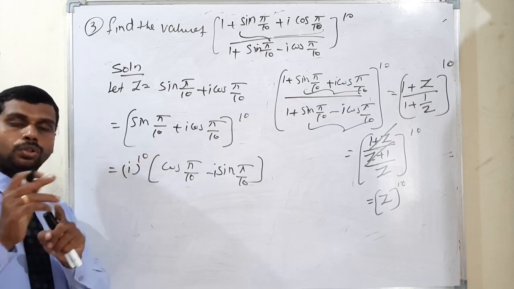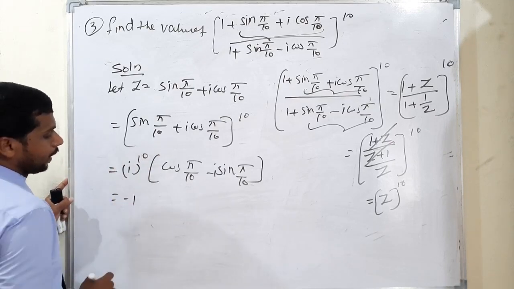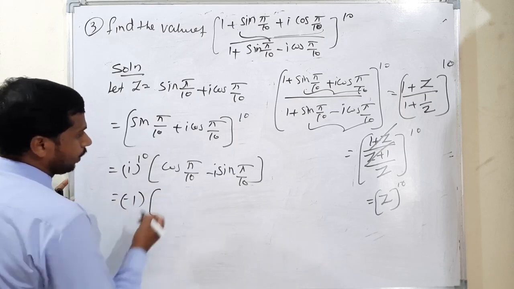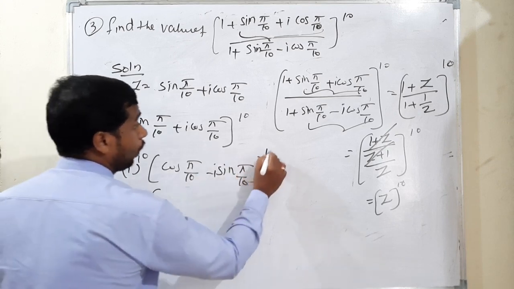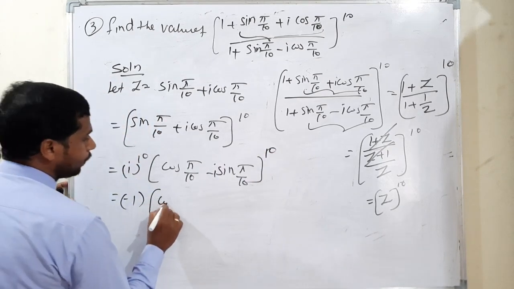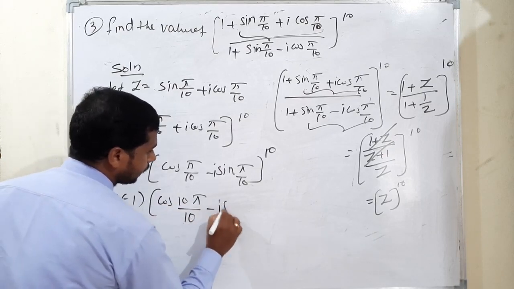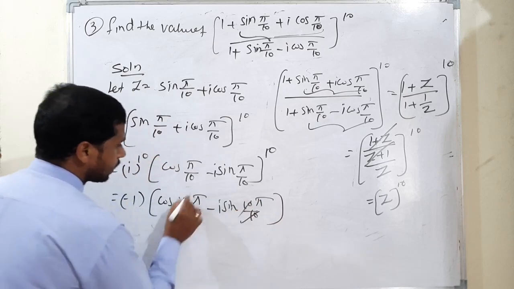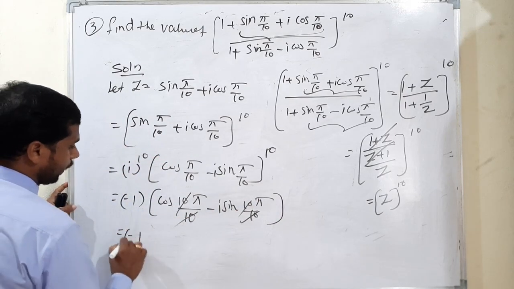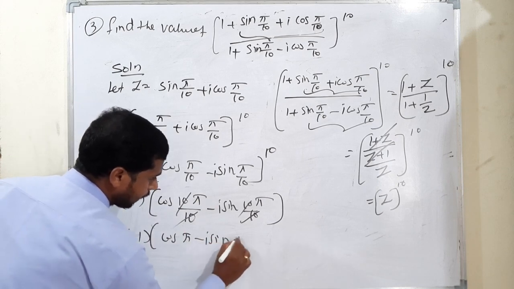If you take it equal to 12, it shows the correct value. So more than or less than, we can write it as minus 1. So minus 1, then again cos pi by 10 plus i sin pi by 10, sorry, the whole power 10. So according to De Moivre's theorem, each and every term is multiplied by 10. So cos 10 pi by 10 minus i sin 10 pi by 10. Again 10 10 cancel, here also 10 10 cancel. Therefore, minus 1 into (cos pi minus i sin pi).